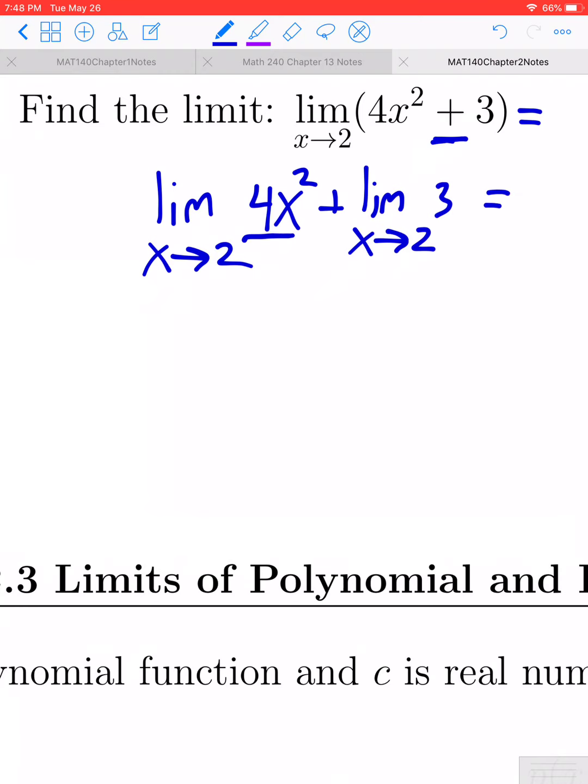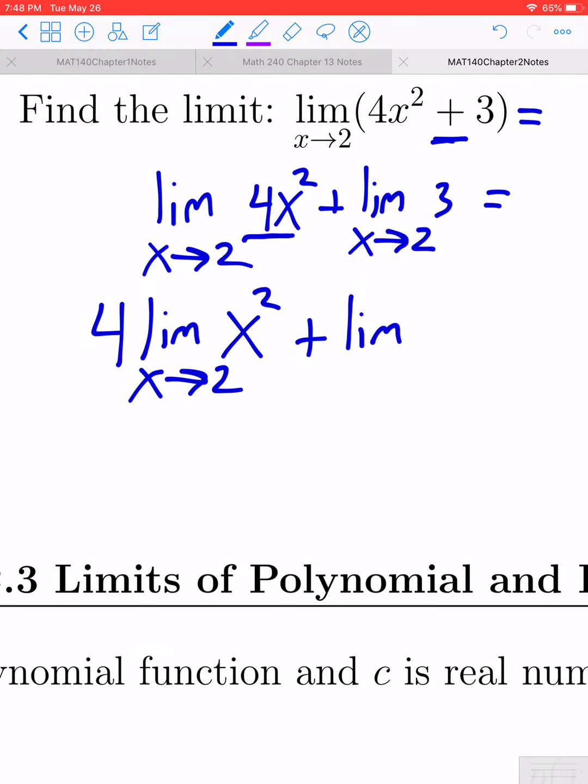This part here, we have 4 times x squared. That's a scalar times the limit. So you can pull that constant factor outside the limit as a multiplication. This is the same thing as 4 times the limit as x approaches 2 of x squared, plus the limit as x approaches 2 of 3.